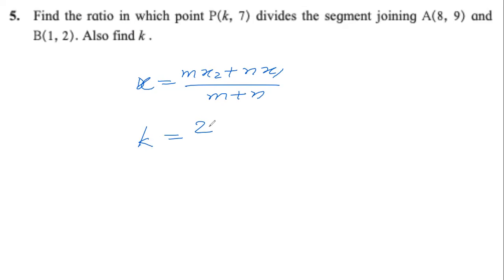Similarly, you will complete this equation and you can find out the value of K, which you will find to be 6. You will just put the value of M, X1, X2 and find the value of K. That's what some of the students have successfully done. You will very easily find the value of K. This is how we can solve question number 5 of practice set 5.2.